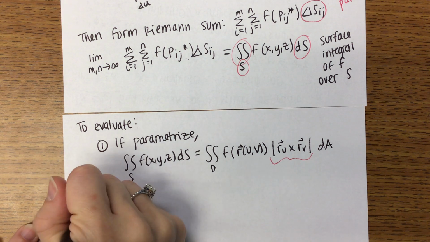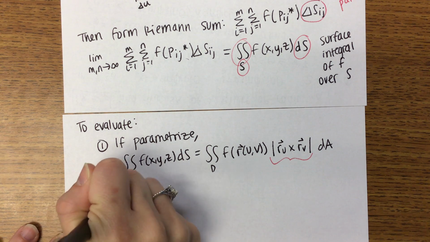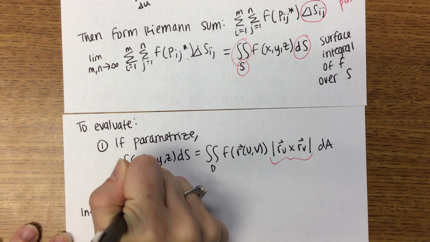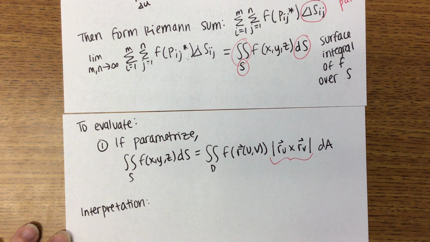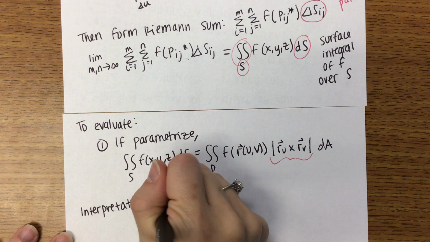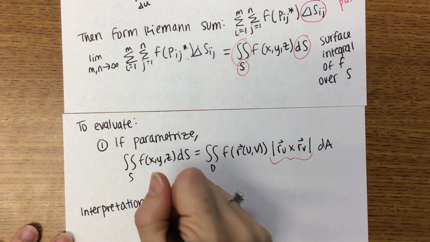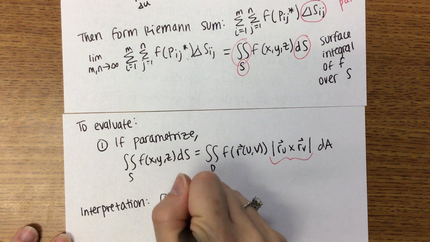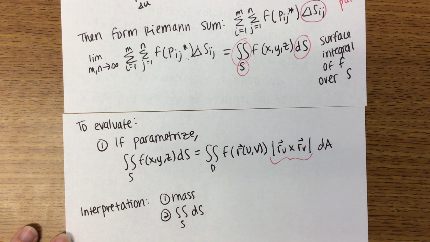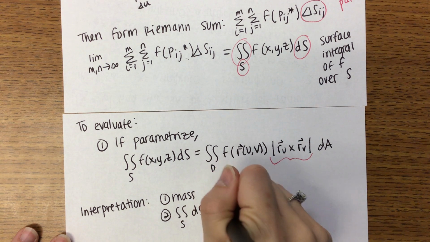Okay. Before we jump into an example, I want to tell you two important interpretations of a surface integral, or two uses of a surface integral. The first one is mass. Second one, if you do the surface integral of just dS without a function, that gives you surface area.